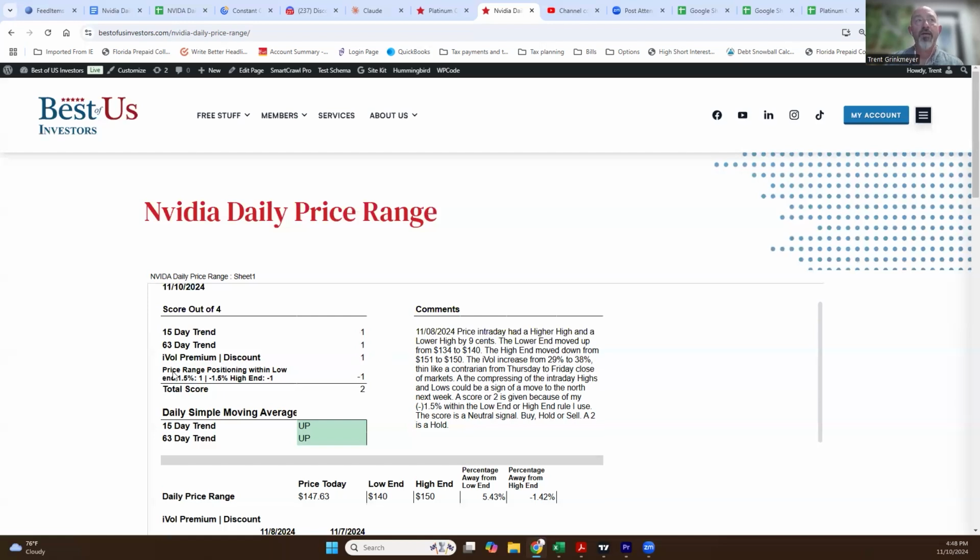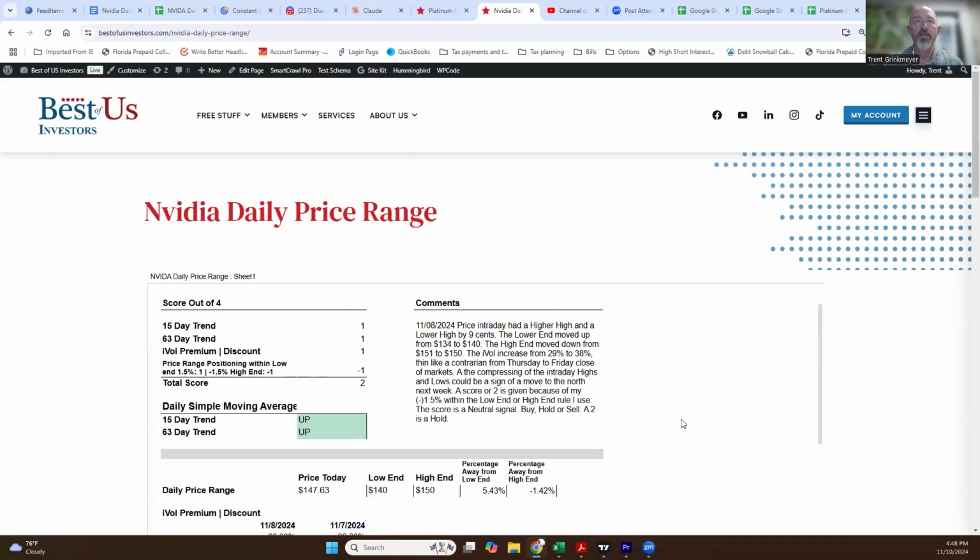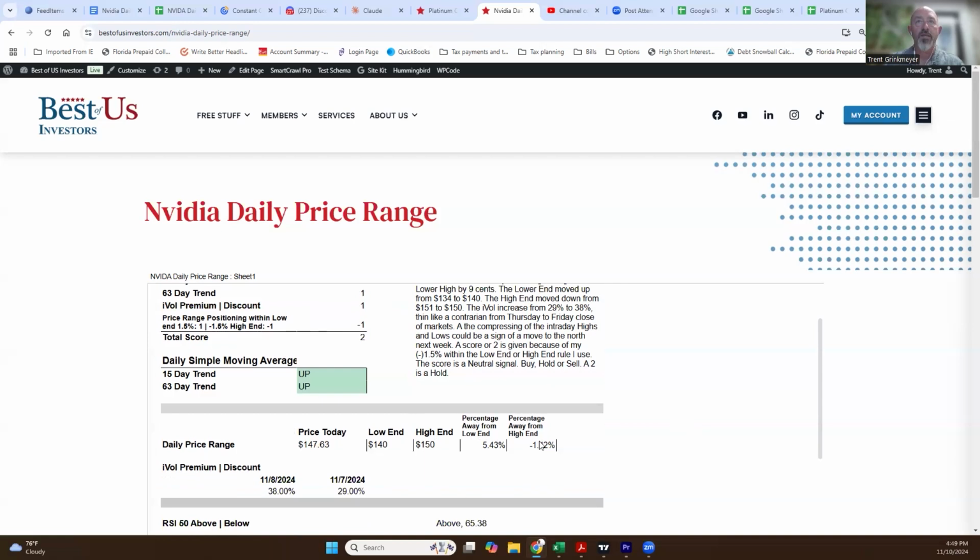Now, I take into account price range positioning, which is within the low end and the high end. And what I'm looking at here is this line here. And if the price of Nvidia gets within 1.5% or less of the low end, it actually gets a positive score of 1 because that is actually bullish.